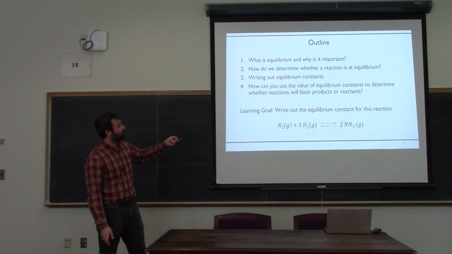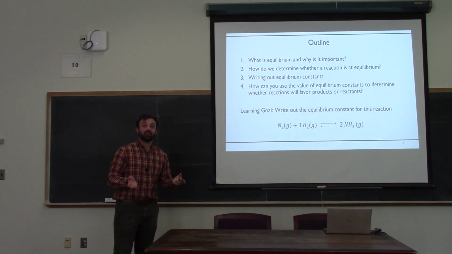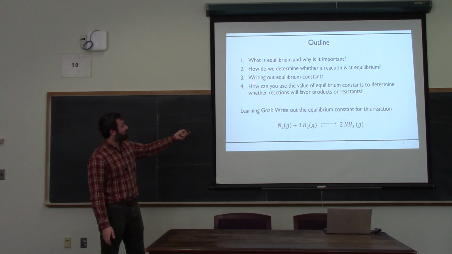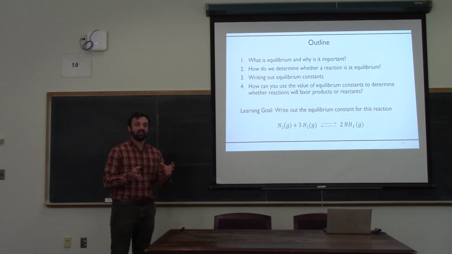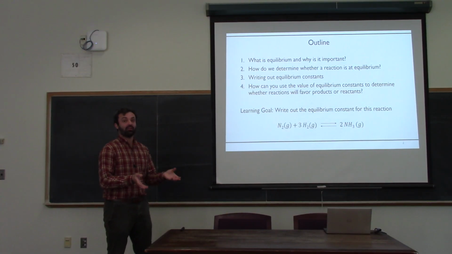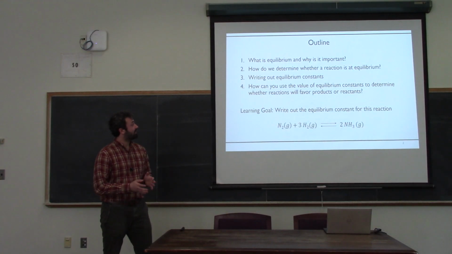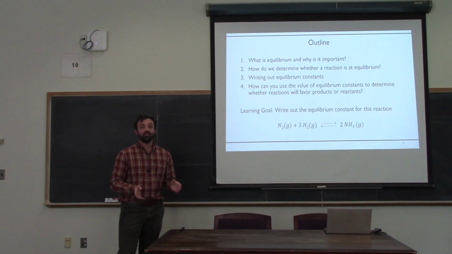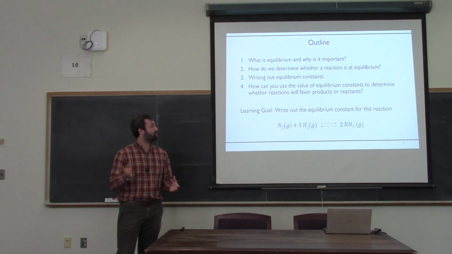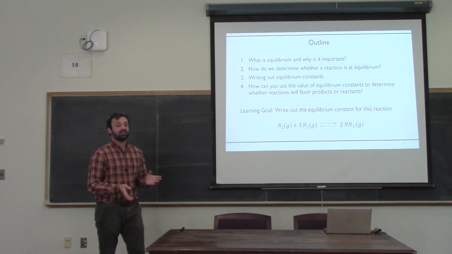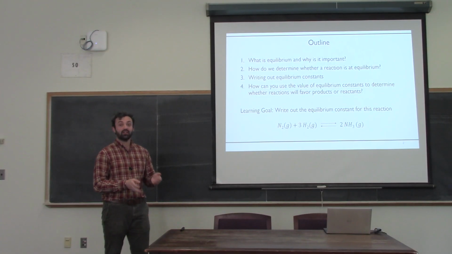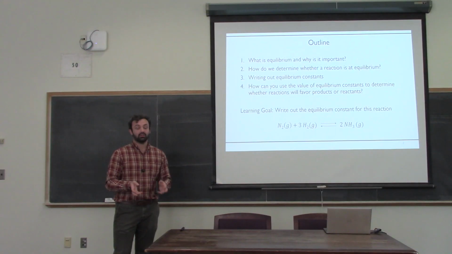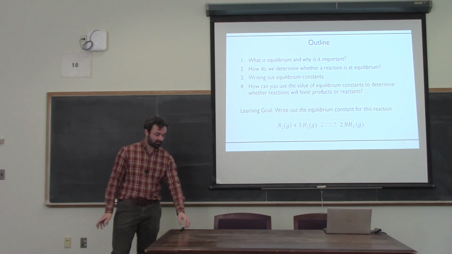Then we're going to determine how we determine whether a reaction is actually at equilibrium or not. Then we're going to spend some time writing out equilibrium constants so that we can determine mathematically the expressions for writing out whether a reaction is at equilibrium or not. And then lastly, we're going to think about how we can use the value of these equilibrium constants to determine whether a specific reaction will favor the products or the reactants. And by the end of class today, we should be able to, together, write out the equilibrium constant for the reaction of nitrogen gas and hydrogen gas to form ammonia gas in a reversible reaction.